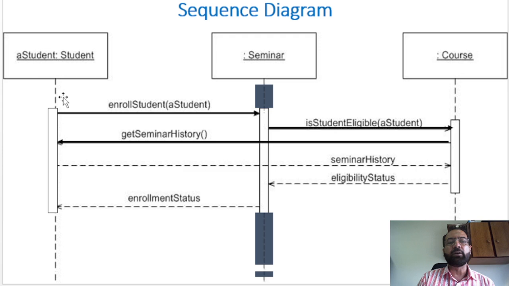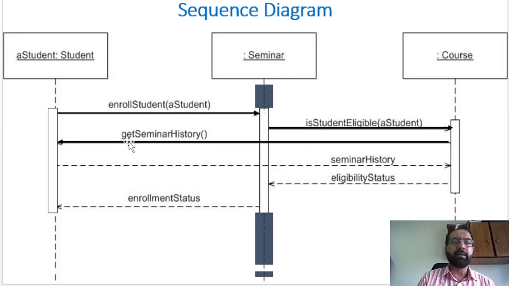Here you can see the student object, which might be an instance of a student. There is another object over here that is called seminar, and the interaction captures how a student enrolls for a certain seminar. And the third object here is regarding a course. So there are three objects involved in this particular interaction.